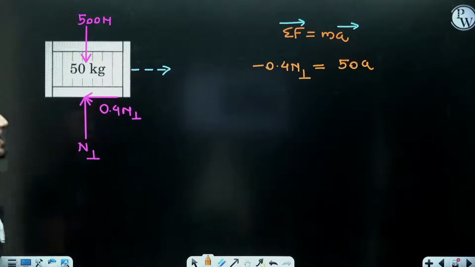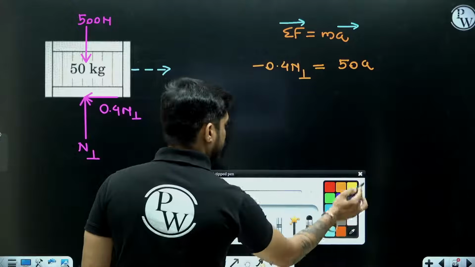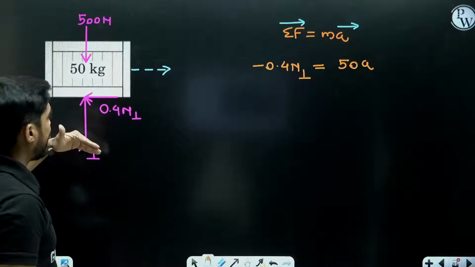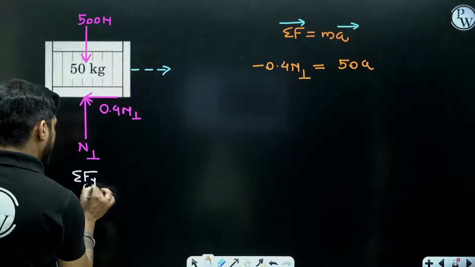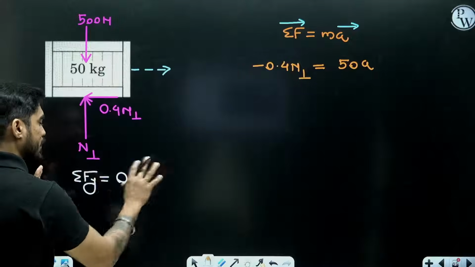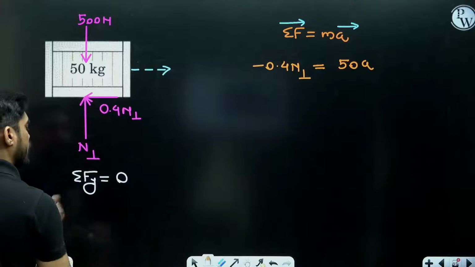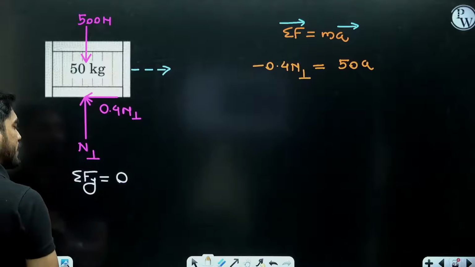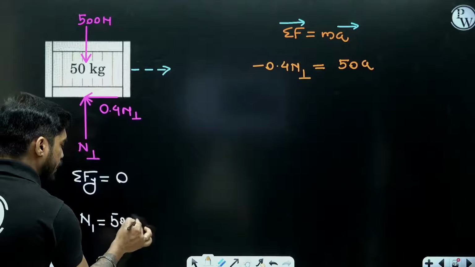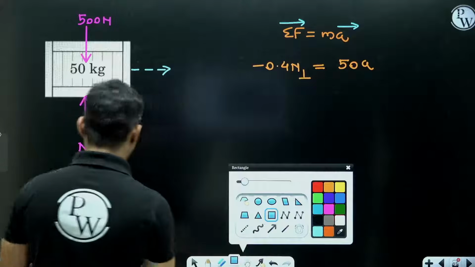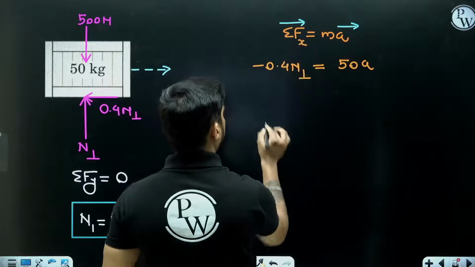Now how will you find out the value of N1? Understand, we know that the body is not moving in the y direction. In the y direction it is static, so we can apply summation of Fy equals 0. In the y direction there is no acceleration; in the x direction there is acceleration. Summation of Fx equals ma. In the y direction the net force is 0. So, beta, here you will get N1 equal to 500 Newton. So we have got the value of N1. Now we can put that value.